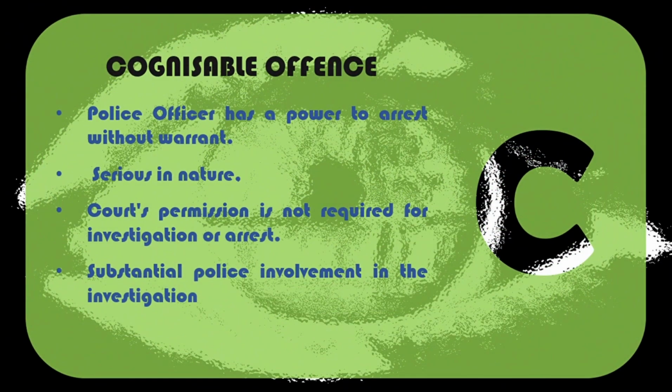Cognisable offences are the ones in which a police officer has the power to arrest a person without warrant. As these offences are of a more serious nature, court permission is not required for the investigation or arrest in such cases. Further, there is substantial police involvement in the investigation and the collection of evidence if it is shown that a cognizable offence is committed.